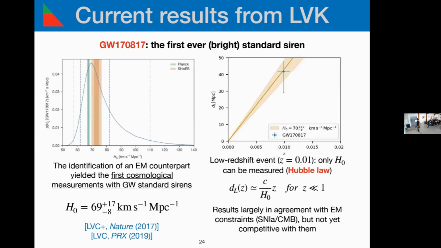And in the future, hopefully, we will have more counterparts, and this will go down hopefully to the precision of H0. I will show you when in a moment. I will skip this slide. The only important thing here is that GW170817 was quite close, so basically we could only fit H0, and we couldn't fit any other cosmological parameter.